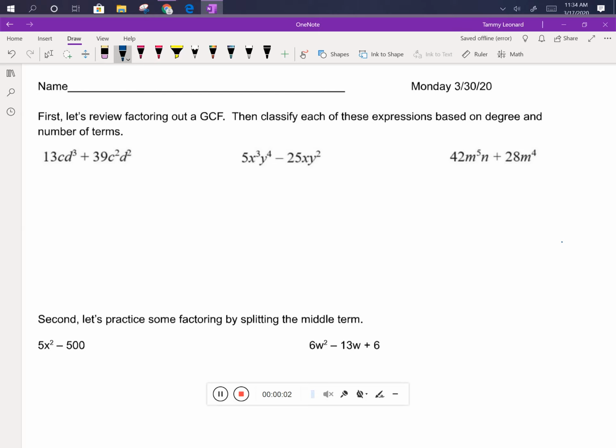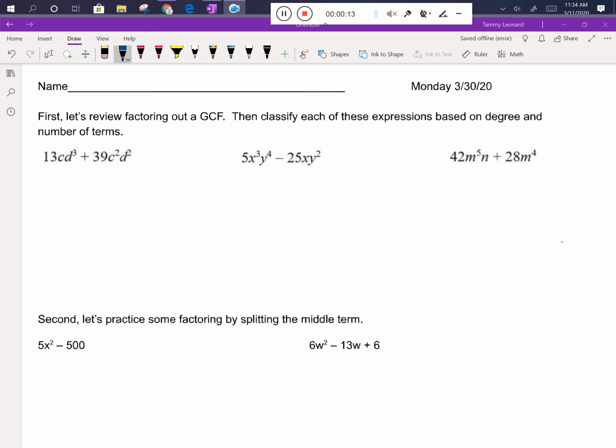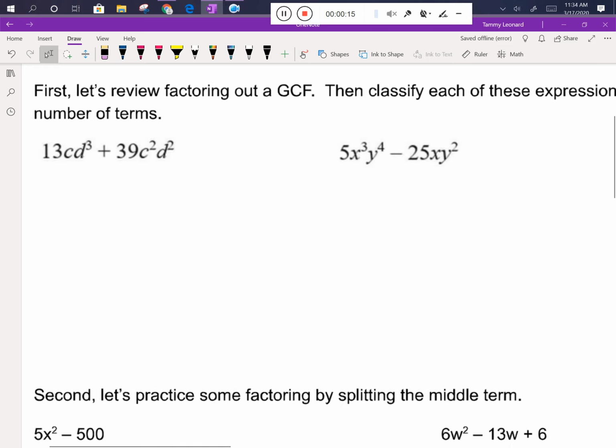Let's review factoring out a GCF. And then once you've done that, let's also review classifying each of these expressions based on degree and number of terms. I'm going to do the first one with you to remind you what this is like, and then I'm going to have you practice the second two on your own.